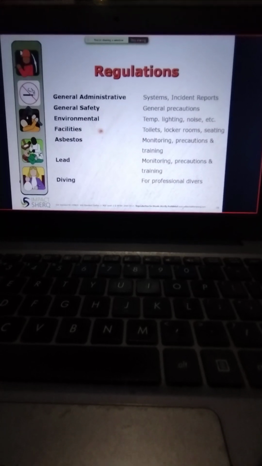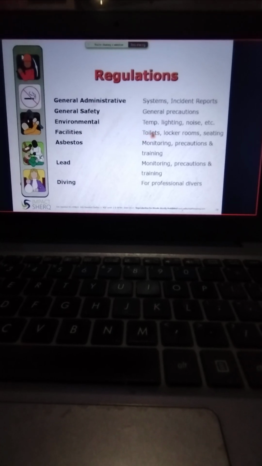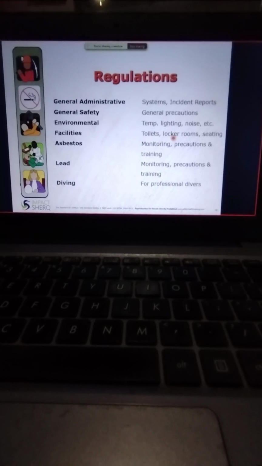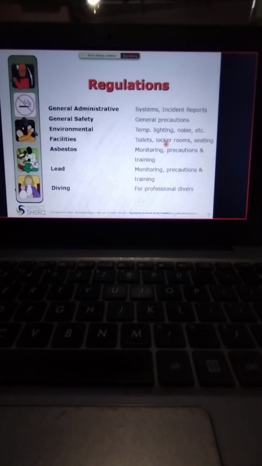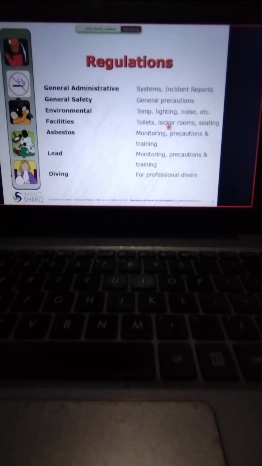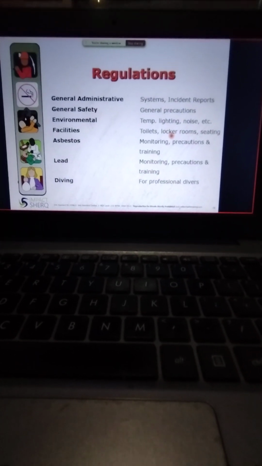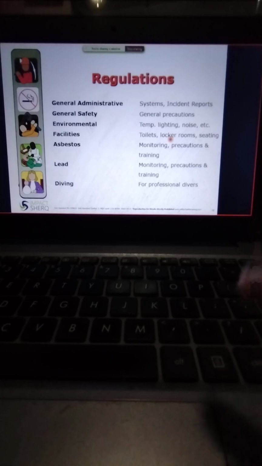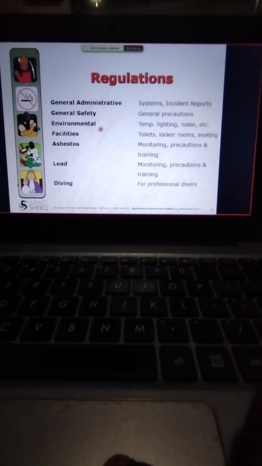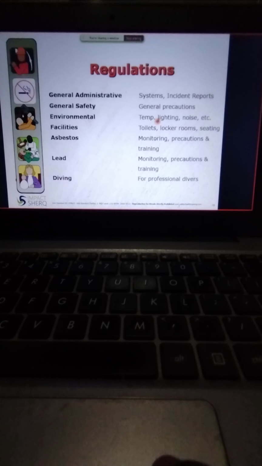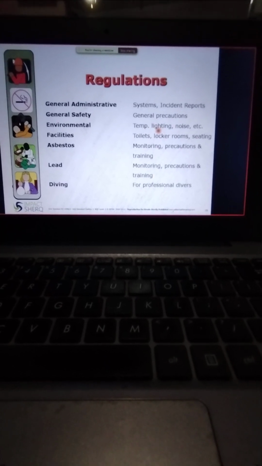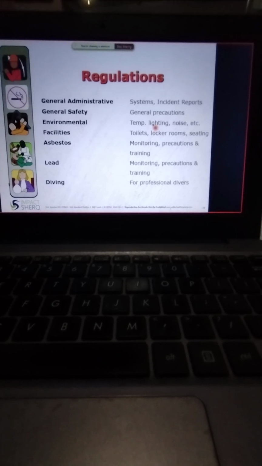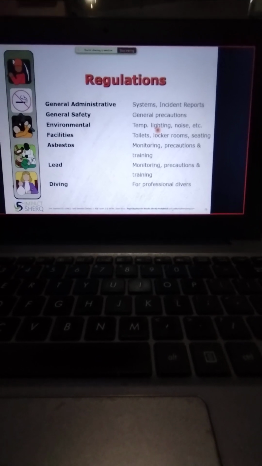These are some of the regulations in health and safety. We have, for instance, the facilities regulations. Everywhere where there are toilets, lockers, and seating, there is a law, a regulation called the facilities regulation, which says how the toilets should be, that they should be clean, and so on. We've got what we call environmental regulations. They tell us about temperature of buildings and places. They tell us about lighting. They govern issues to do with noise. They tell us the PPE to wear, etc.